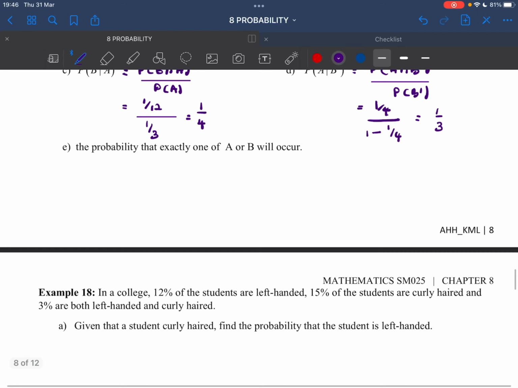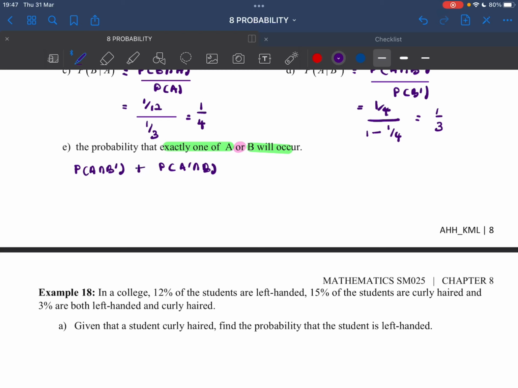Okay, the last one. The probability that exactly one of A or B will occur. So focus on the word or here. Exactly one of A or B means only A or only B will occur. Only A is P(A intersect B prime). Only B is P(A prime intersect B). So or is plus.